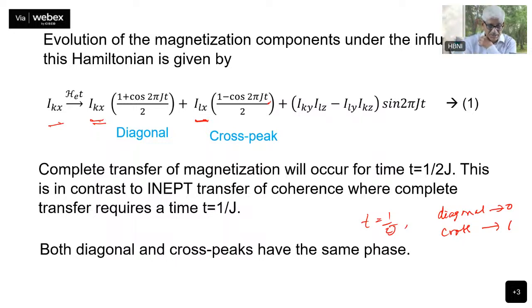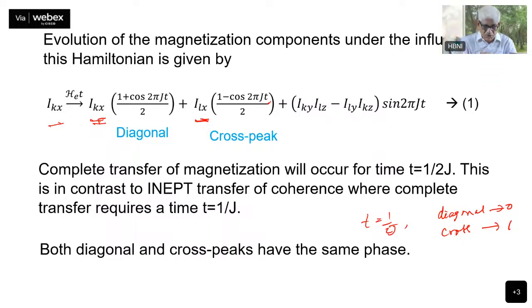And a second important thing is, both the diagonal and the cross peaks have the same phase. What do you mean, same phase? They are both x and x here. Suppose I started with y, I will get ky and ly. Of course, we are not doing a calculation with kz, lz, but in principle it is also applicable. You can involve the kz operator under the influence of the spin lock Hamiltonian. That is perfectly fine.